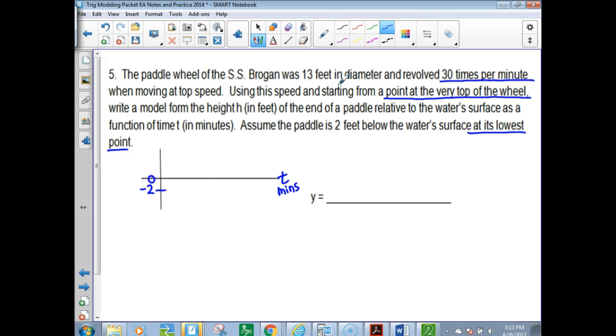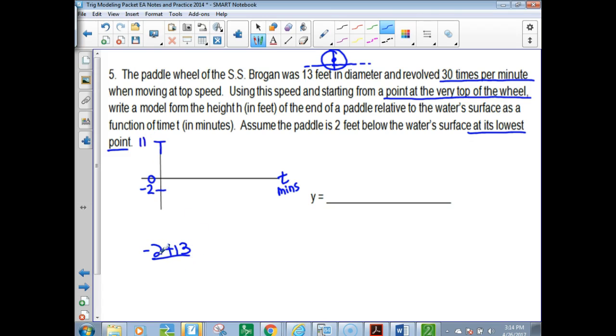Well then, wait a minute, this is a big wheel. It has a 13-foot diameter. Okay, what were you thinking, Colton? It's going to go up. Now the water is down like this. So what do we have to do with that 13 to know how high up it goes? What is -2 plus 13? That's one thing we want to do. -2 plus 13 is 11. So we're going to go up to 11.